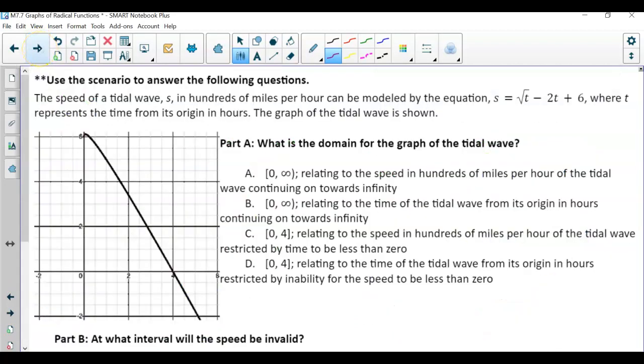So now I'm going to go over this double-starred question here, our application. Here you have the speed of the tidal wave s, in hundreds of miles per hour. And then we have this equation here where t represents the time from its origin in hours. Now, here's something that you need to remember.